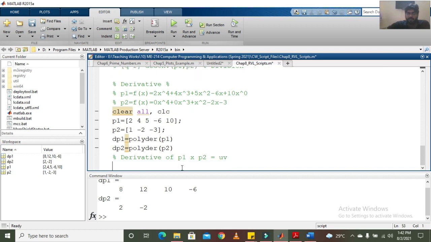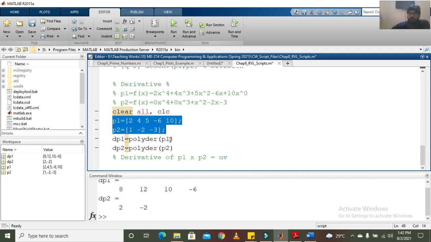For that case as well, there can be two methods. The first one is that we use the conv command to calculate the product of P1 and P2, and then use the similar polyder function.